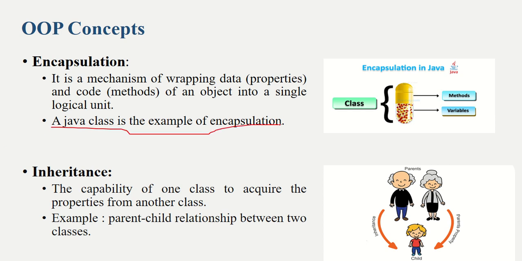Now, the fourth concept is called inheritance, because we have so many classes. Each class is a template for an object, and they have separate data, separate objects, but they need to interact with each other in order to solve the problem.